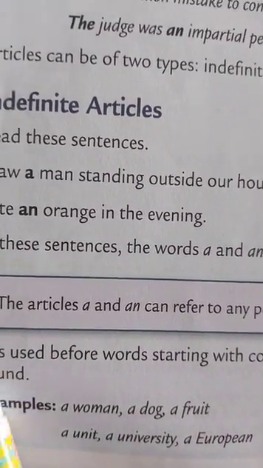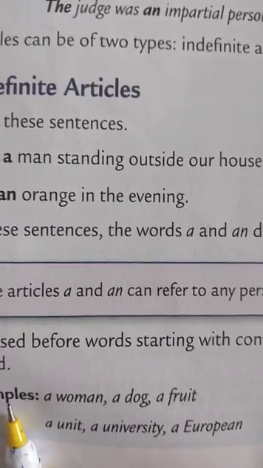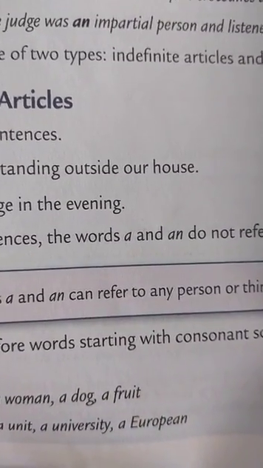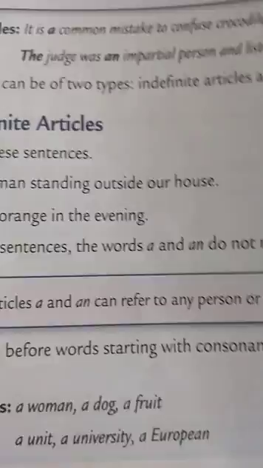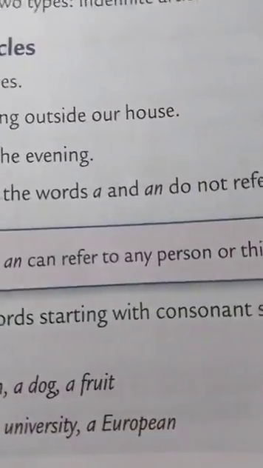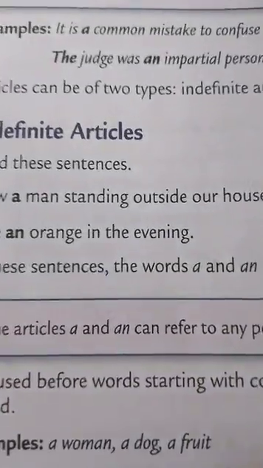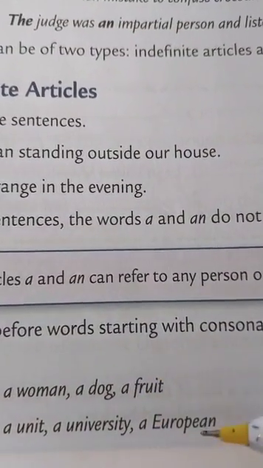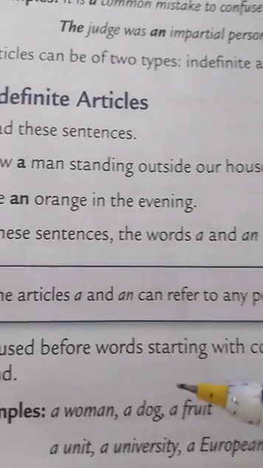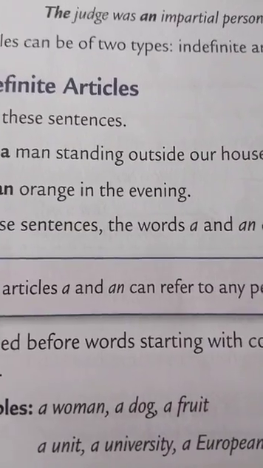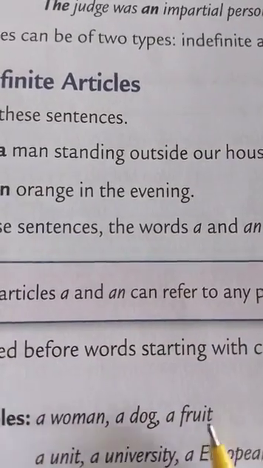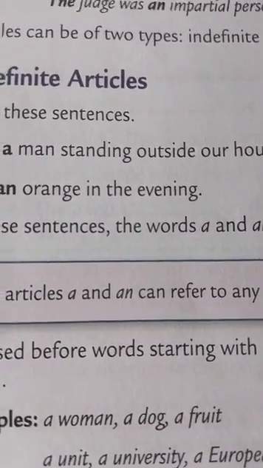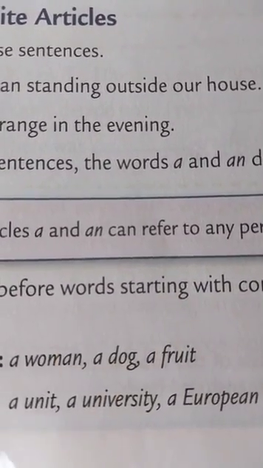For example, a woman, a dog, a fruit. Now these are words which are beginning with a consonant, so we have used article a before them. Now see other words: a unit, a university, a European. Now these words, children, are beginning with vowels, but the sound which they begin with is a consonant. Like unit, U, it is beginning with the sound U, that is YOU. So they are beginning with the sound of a consonant Y. So that's why we have used article a before it.